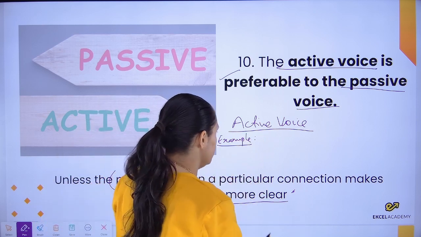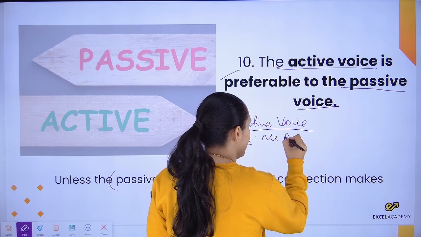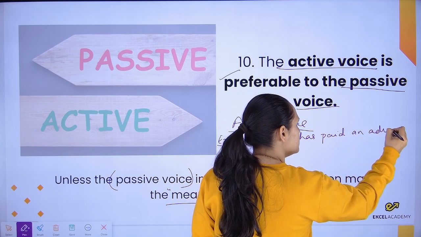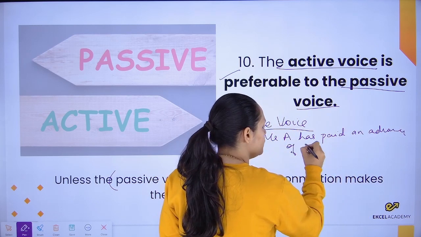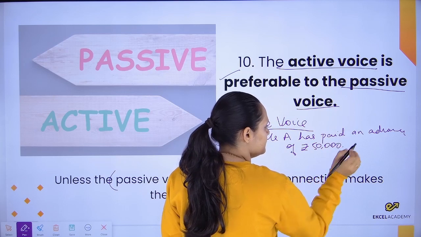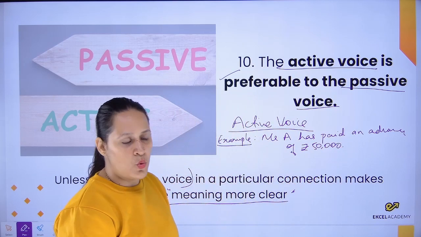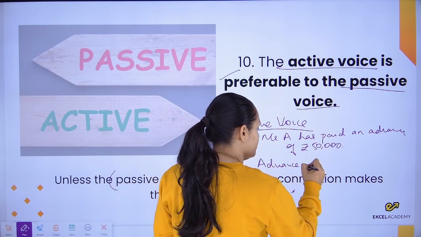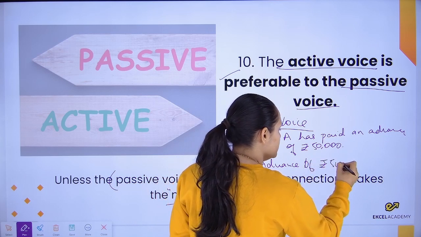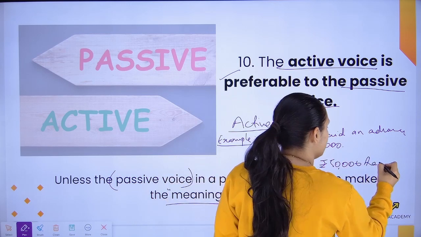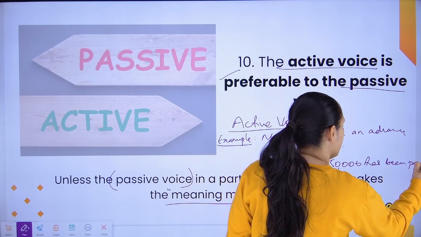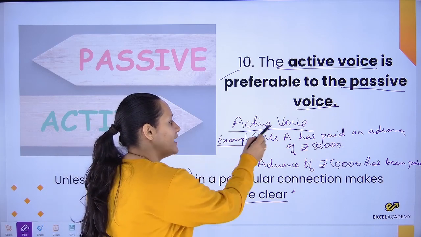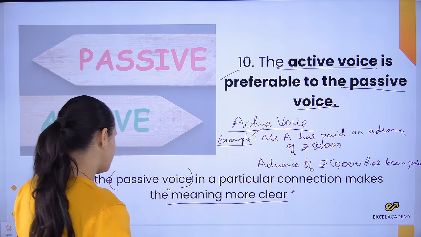Let's assume if I say, "Mr. A has paid an advance of rupees 50,000," it is an active voice. On the other hand, if I say, "Advance of rupees 50,000 has been paid," then it is going to become a passive voice. So, as far as possible, we should try to use active voice over passive voice.